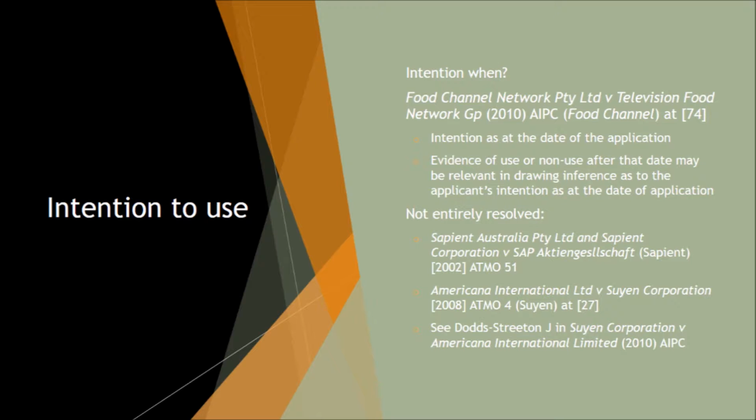First, when must the applicant have possessed the requisite intention? Food Channel is the leading authority, stating that it must be shown that the applicant lacked the requisite intention at the date of the application, but evidence of use or non-use after that date may be relevant in drawing inference as to the applicant's intention.